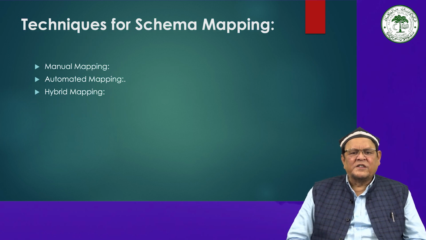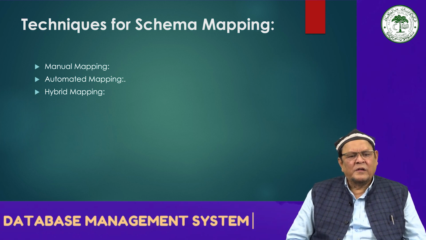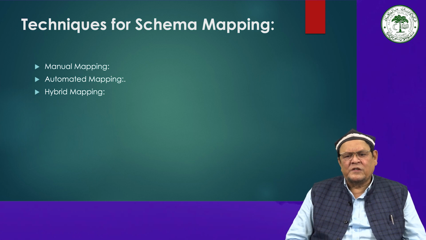Now, let us discuss the techniques for schema mapping. There are three types of schema mapping: first manual mapping, second automated mapping, third hybrid mapping. Let us start one by one. Manual mapping: analysts manually identify and define mappings based on their understanding of source and target schemas. This approach is labor intensive and prone to error but offers fine grained control.